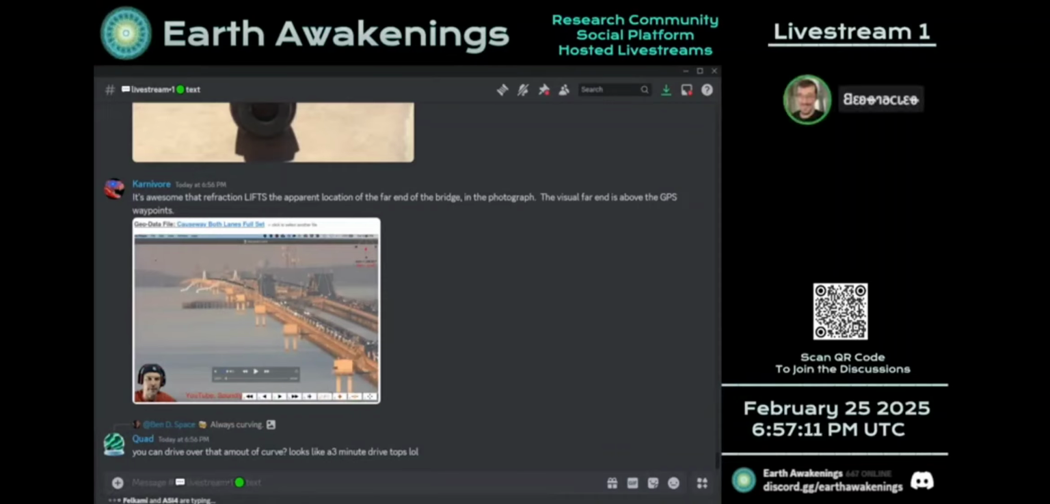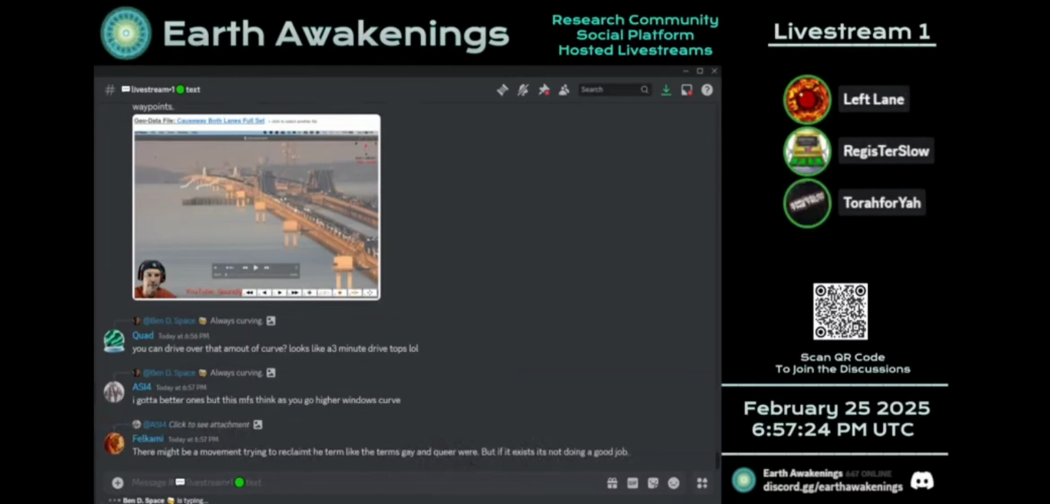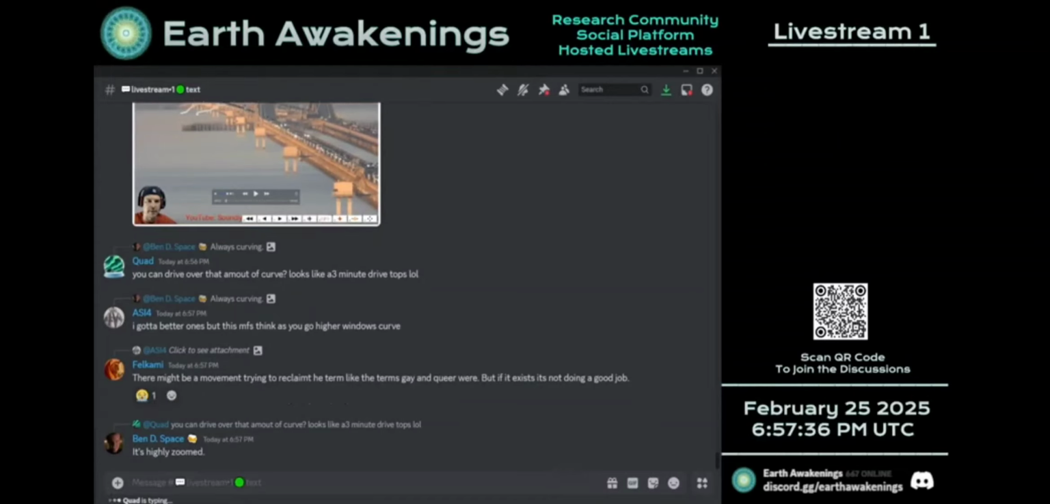I like how Carnivore keeps posting the same picture. Oh, that must be Earth curvature. If that's the bridge showing a rate of curvature, you guys would live on an extremely small ball. What are you ignoring? Whoever is trying to drive over that bridge, how are you even driving over that? Why do y'all not mention the fact that that's highly zoomed in from a long way off, and it exaggerates the curve?